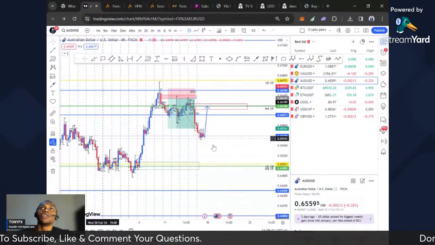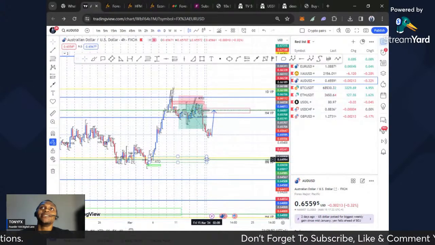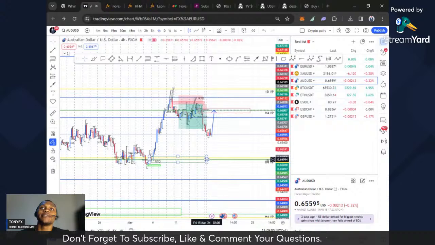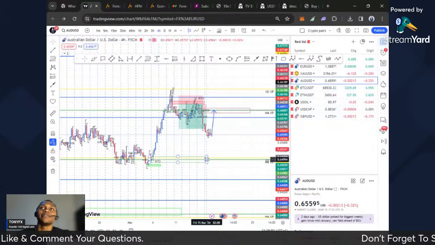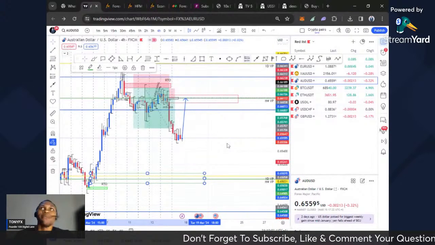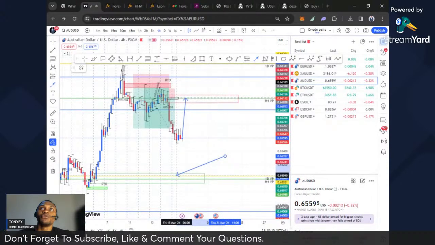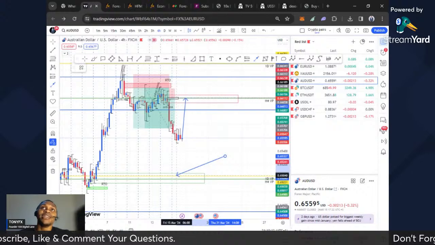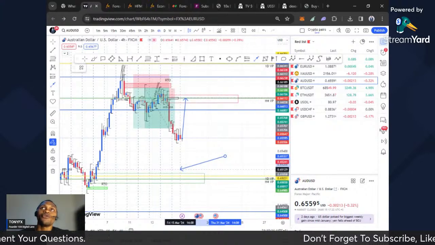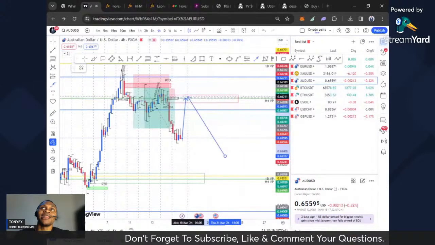Okay, so for AUD the structure is really different. It's more like DXY, what I see on DXY. We don't have a current demand level, we have a supply level above here. So at this point where the market is for AUD, there's no demand level. Just like we saw on DXY, it is in between a demand and a supply. So for AUD, if it moves back into this supply level, I will have more confidence to sell the market to the downside for AUD USD.